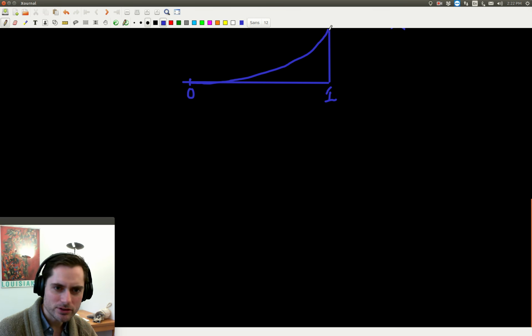What does the slope of this curve really mean? Like, suppose that the Gini curve, the Lorenz curve, is very flat for a while and then it gets steep at the end. What is the slope? What does that really mean?